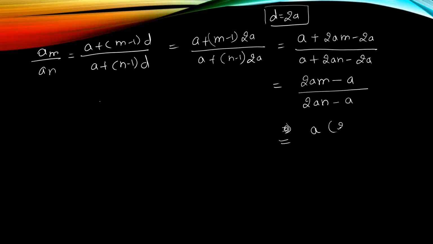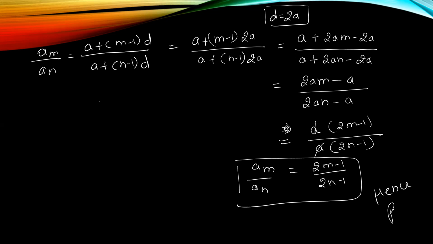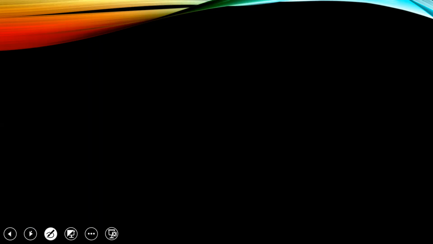You can easily take a common. You are left with 2m minus 1. In the denominator, again, you can take a common. You are left with 2n minus 1. As you can see, a gets cancelled. We are left with (2m minus 1) over (2n minus 1), which was only required. So the ratio of the mth and nth term is equal to (2m minus 1) over (2n minus 1), hence proved. I hope the solution is clear to everybody. Moving on to the next question. This question is from CBSE 2019.